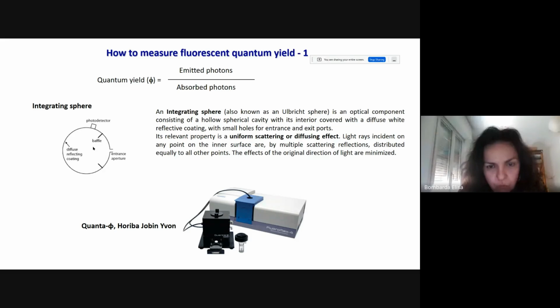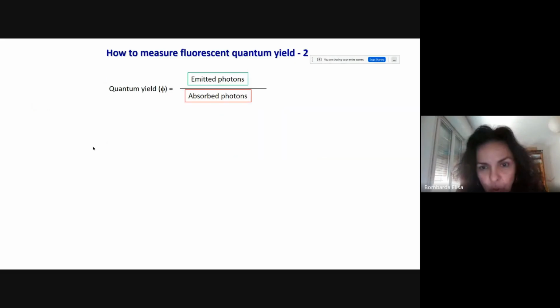That's normally every day you don't do this. You don't necessarily have this instrument. And so what is done practically is the following. So yes, that is what we have to measure.